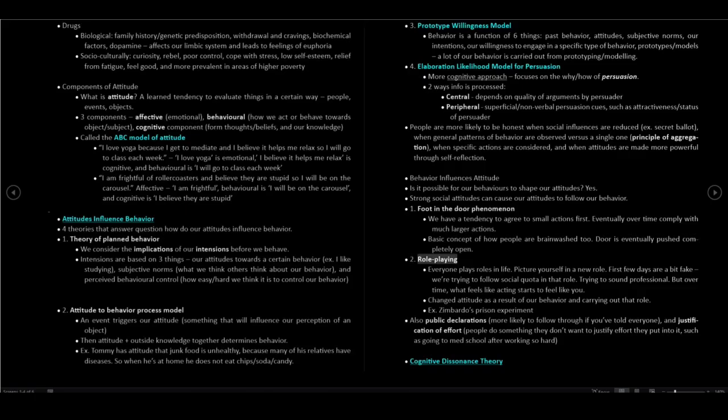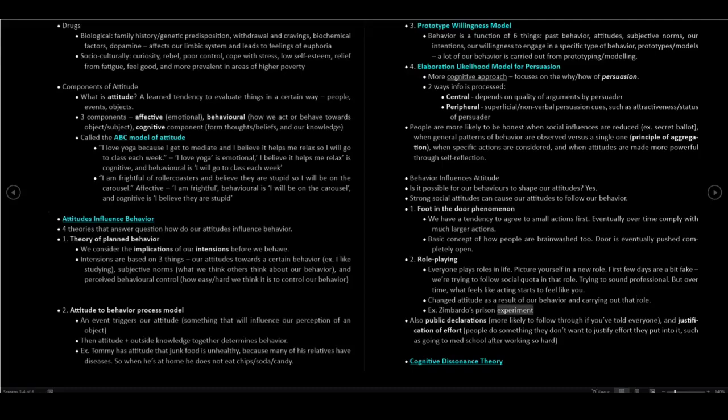2. Role-playing. Everyone plays roles in life. Picture yourself in a new role. The first few days are a bit fake, we're trying to follow social cues in that role, trying to sound professional. But over time, what feels like acting starts to feel like you. Our attitude changed as a result of our behavior and carrying out that role.